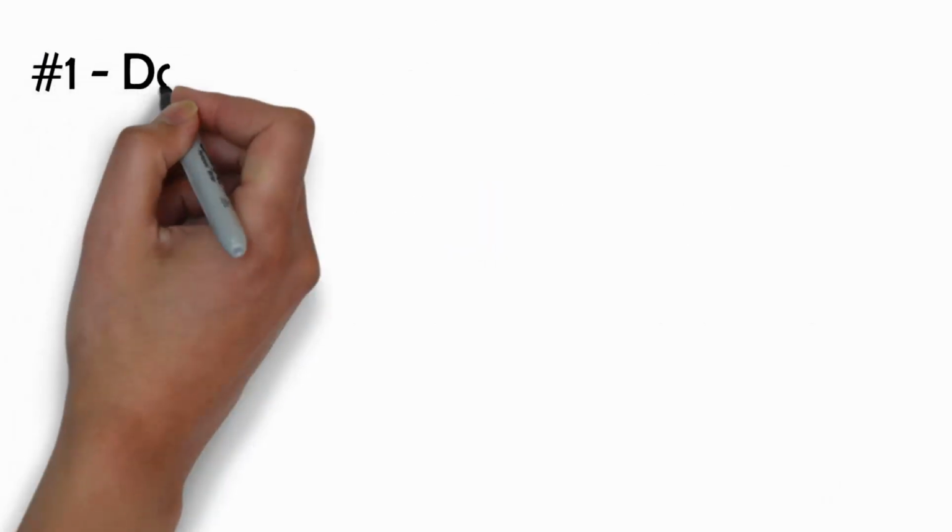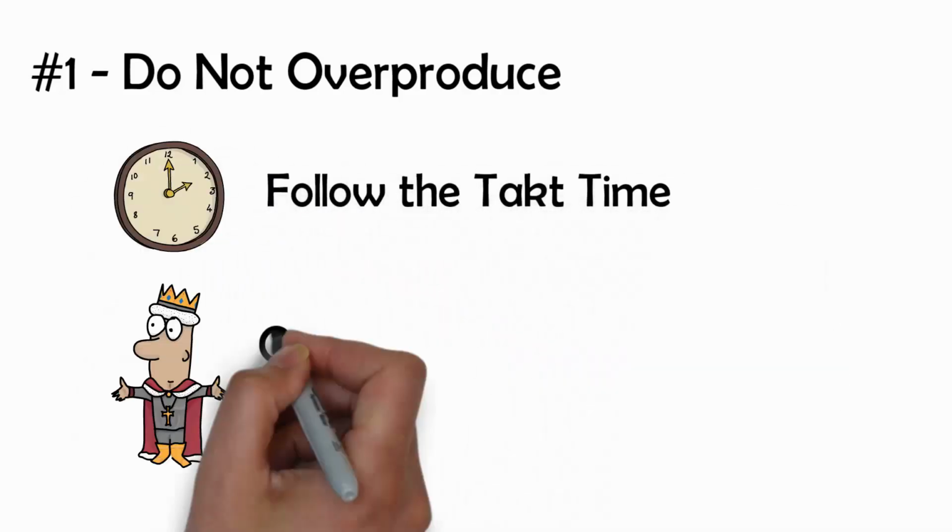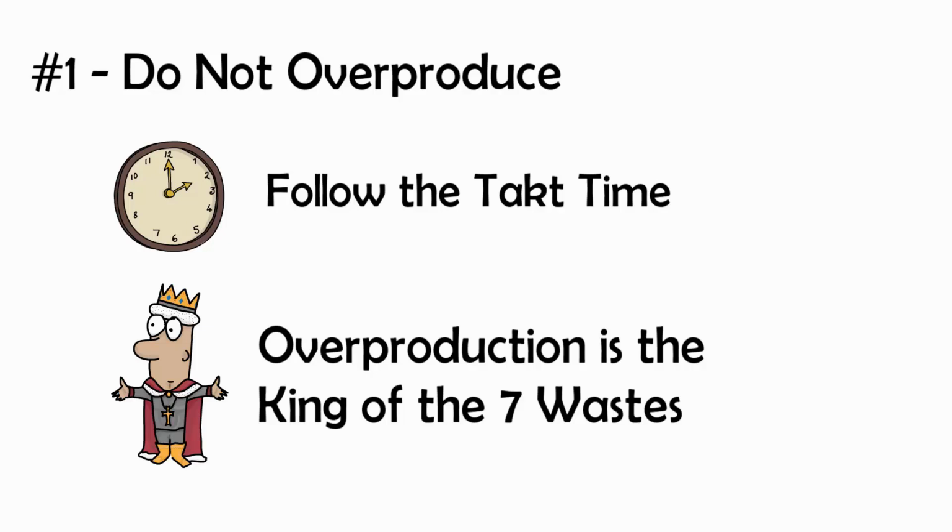Principle 1. Do not overproduce. Produce at the takt time speed to avoid overproduction. Overproduction is the king of the 7 wastes.